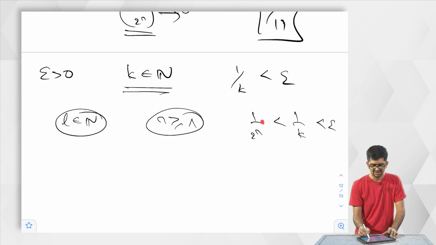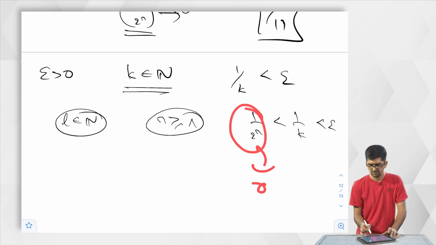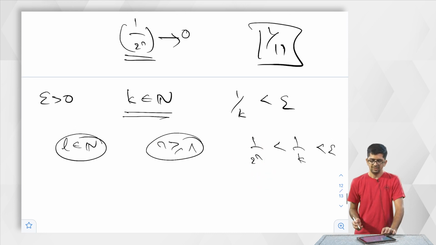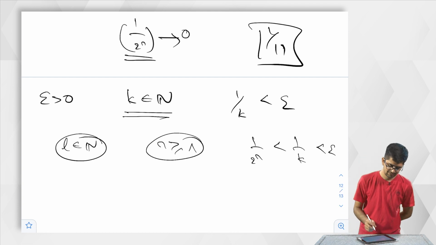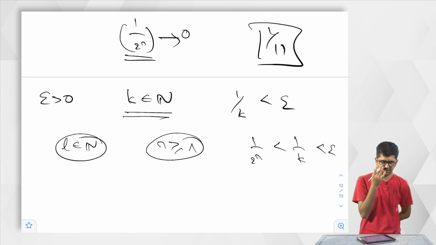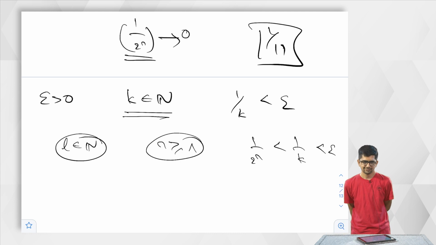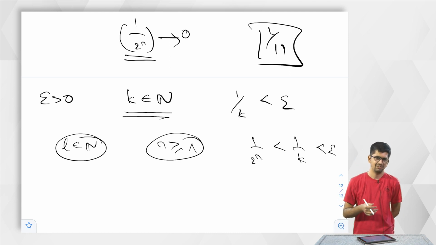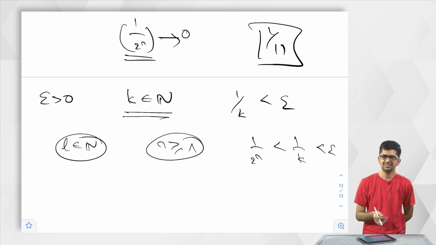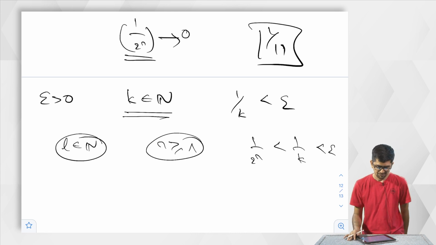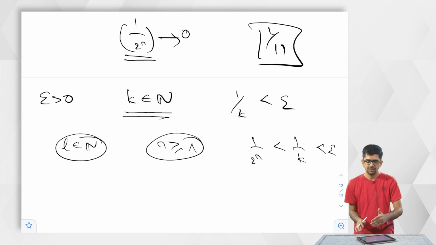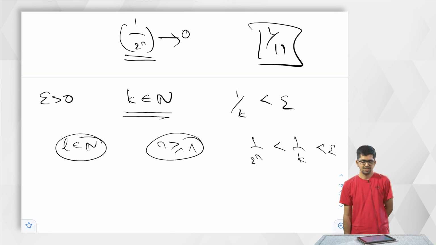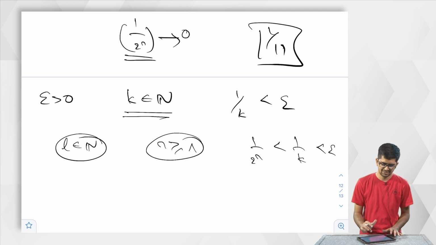This says 1 by 2 power n converges to 0. See, this is how I suggest you to think about convergence of a sequence. Looking for some random elements is not a good idea. Once you know the bound for a sequence, it will be slightly easier. So, that is about convergent sequences, and let us do one Cauchy sequence and then we will stop this session.